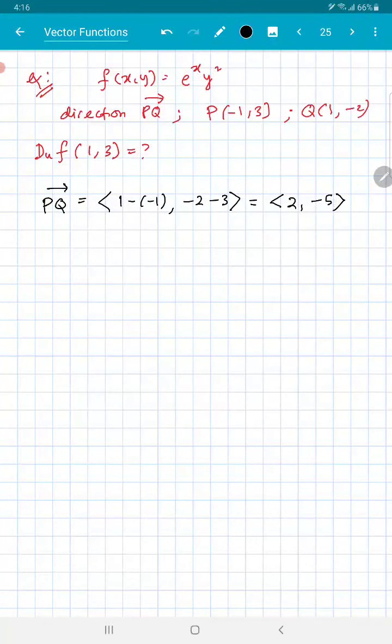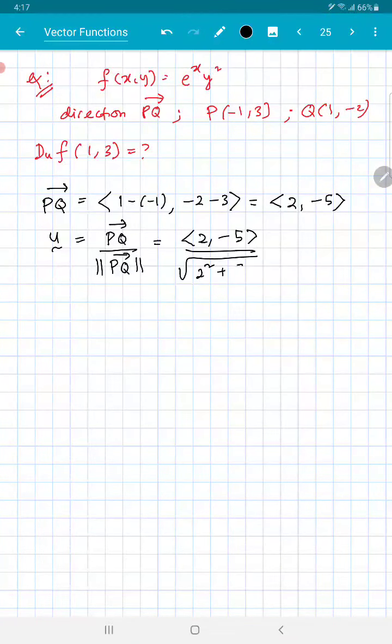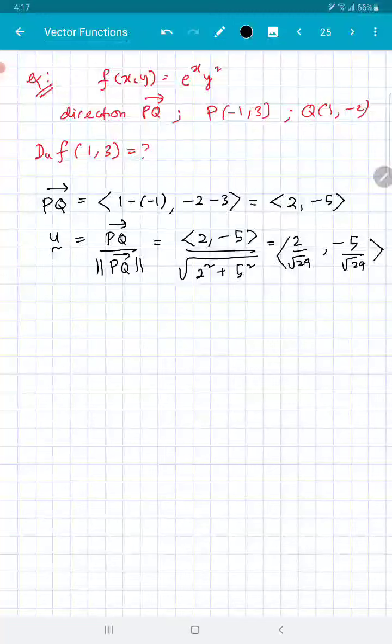Here you can see that the vector is not a unit vector, so we need to find a unit vector in the same direction as vector PQ. So what we do is we divide vector PQ by its magnitude. So we have 2i minus 5j divided by its magnitude, which is the square root of 2 squared plus 5 squared. So we have 4 plus 25, which is 29. So we have 2 over square root of 29 i minus 5 over square root of 29 j. So this is a unit vector which is in the same direction as vector PQ.